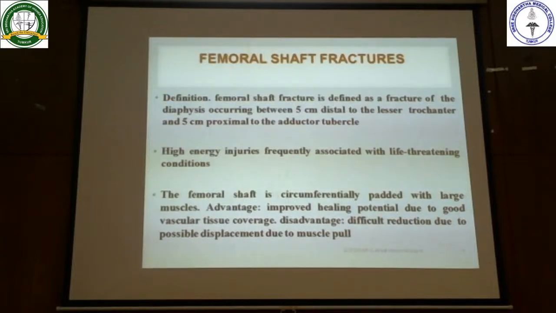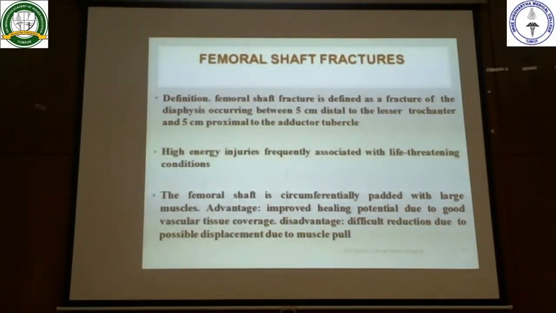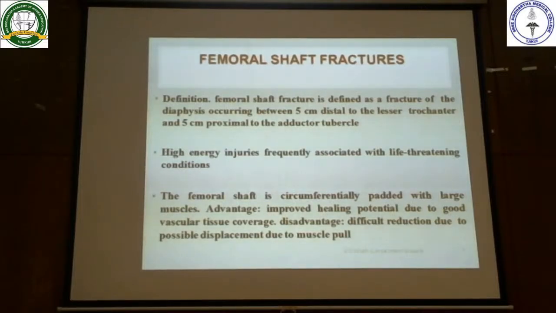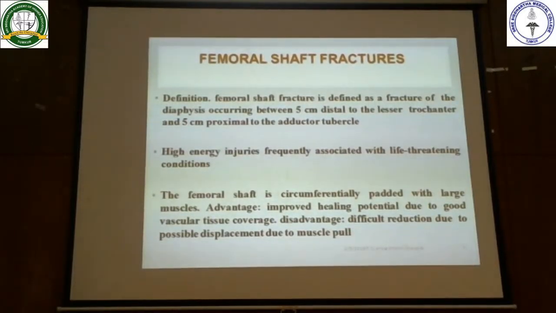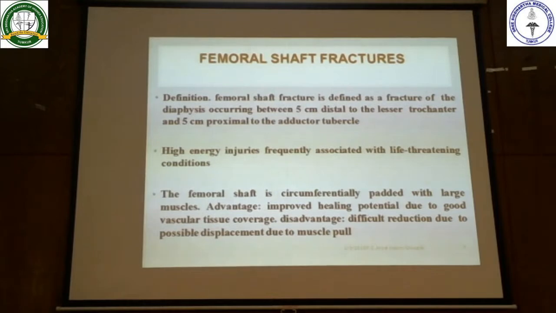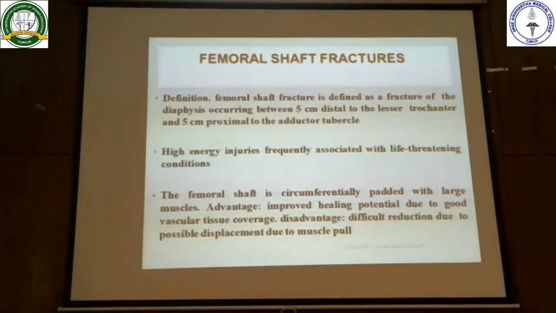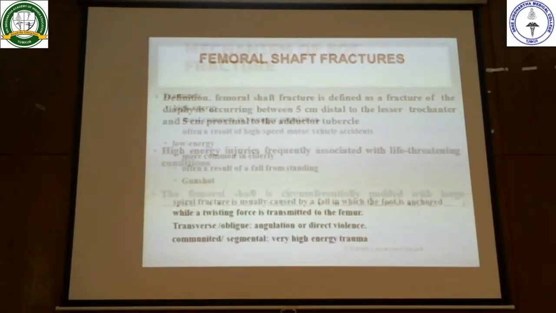But at the same time, it can also act as a disadvantage because the reduction becomes difficult, since there's a lot of soft tissue and muscle padding. So when you are trying to reduce the fracture, it becomes a little bit more difficult compared to some other superficial bones, like for example the tibia. So it can act as an advantage as well as a disadvantage.